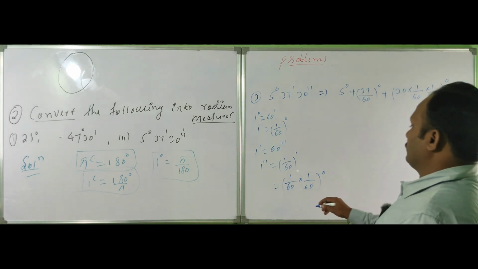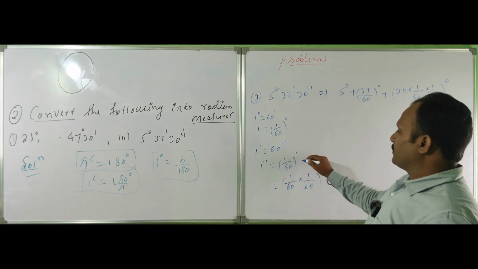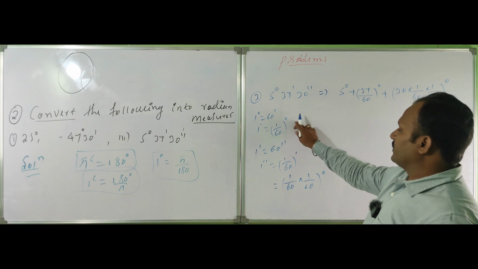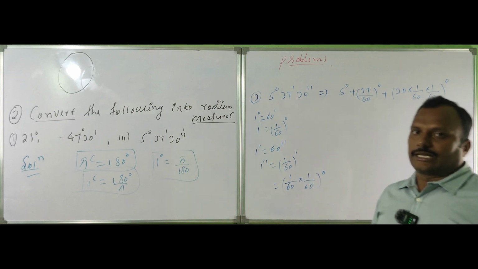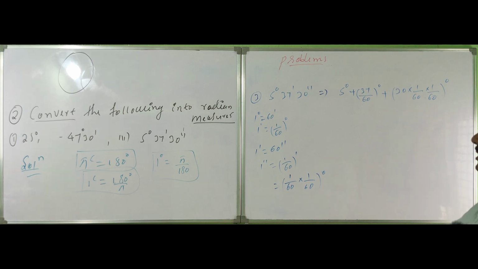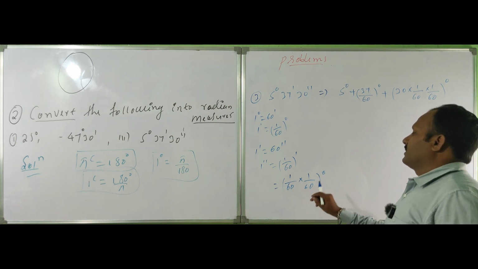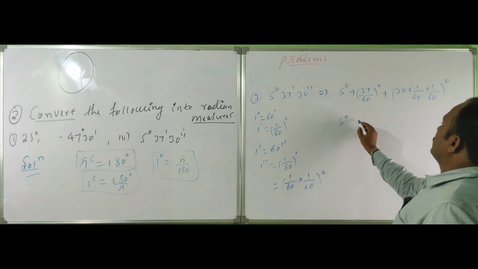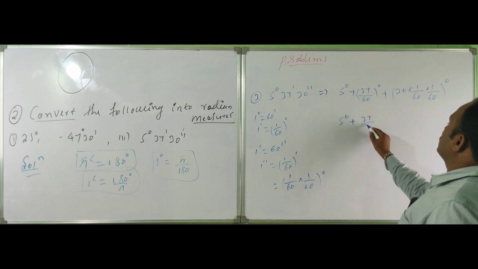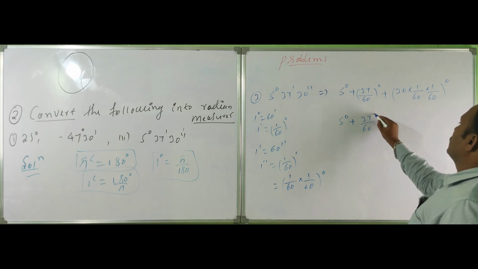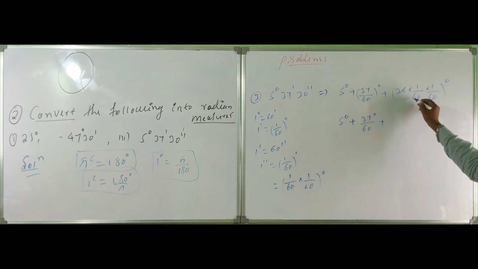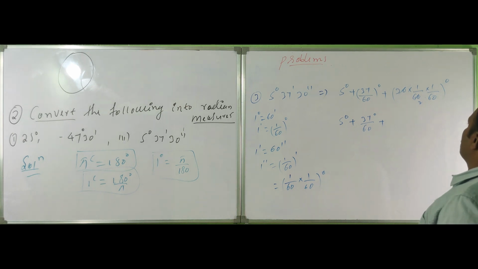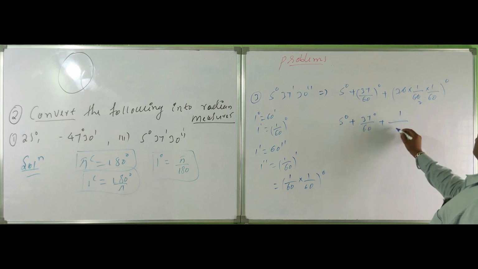This is the minute, with seconds in terms of minutes. So 1 minute is equal to 1/60th of a degree. Therefore the seconds, in terms of minutes, we again multiply by 1/60th to get the degree. This becomes 5 degree plus 37/60 degree plus 30/3600, where the 30 gets cancelled. This becomes 1/120 degree.